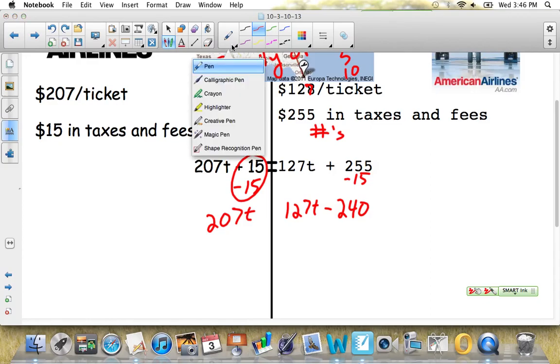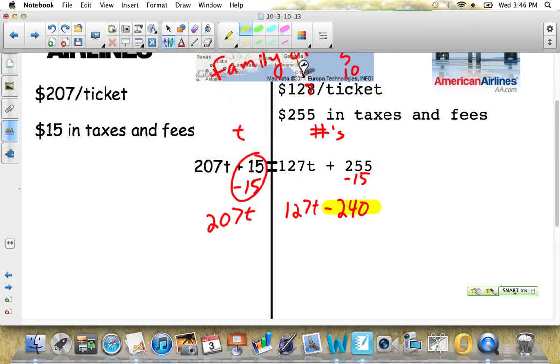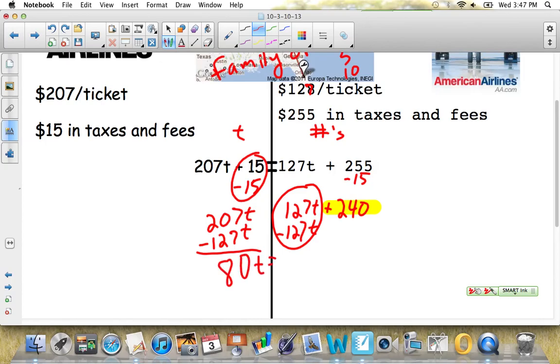240, actually, negative 240 over here. Oh, no, my mistake. That's positive. Sorry. Didn't mean to steer you in the wrong direction there. Please forgive me. Positive 240. All right, we all make mistakes. Now I want to get all my t's to the other side, so I'll go ahead and subtract positive 127t. Duplex cancels out. Subtract 127t over here. I'm left with, looks like 80t equals 240. All right, we should know how to do this.